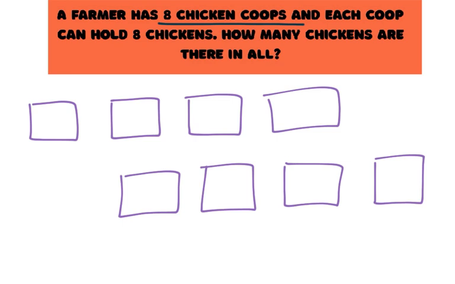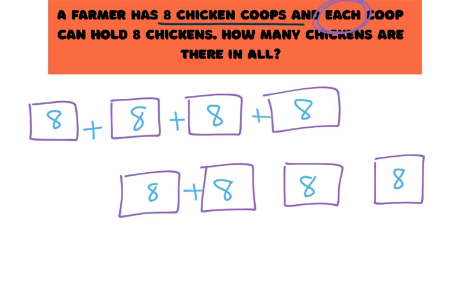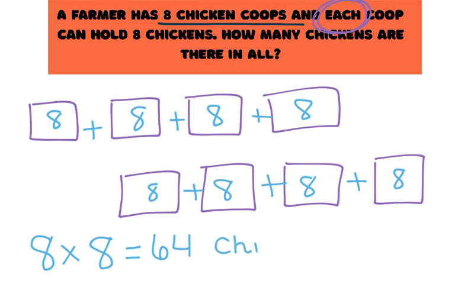Each, very important word, also mentioned on our vocabulary page, because that is letting me know that of the chicken coops that I have, each of them holds 8 chickens. So I'm just going to note those chickens as the number 8 to show that each of those chicken coops has 8 chickens. So using repeated addition, I can skip count by 8 times, and I can represent that problem by saying my 8 chicken coops times my 8 chickens equals a total of 64 chickens. Because how many chickens? That is what we are trying to find.